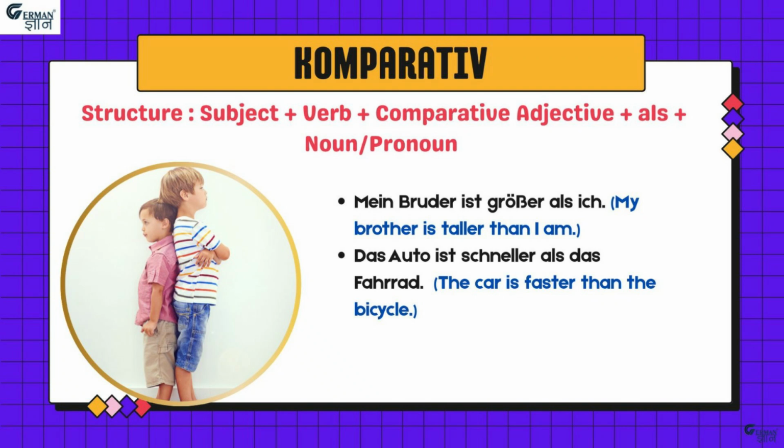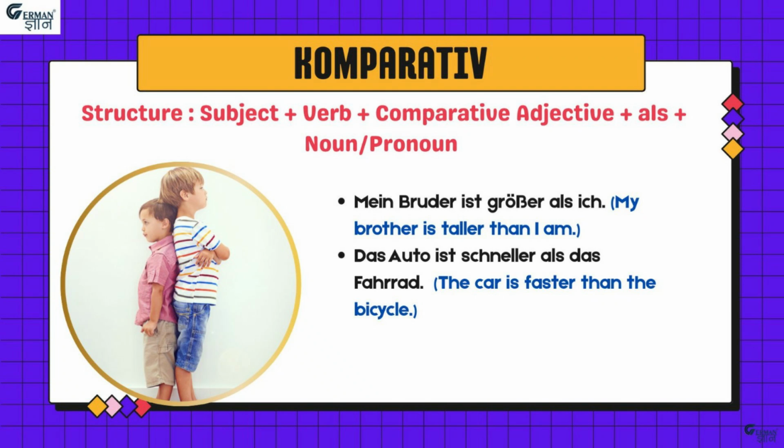Second example is, "Das Auto ist schneller als das Fahrrad." So again, "das Auto" is the subject, "ist" is the verb, then "schnell" is the adjective, and "schneller" is the comparative form of the adjective. Then comes the "als", then the noun or the pronoun with which I am comparing the subject. So the translation is, the car is faster than the bicycle. Now remember, if you want to form the comparative of any adjective, then the basic rule is that you have to add "er" to that particular adjective.